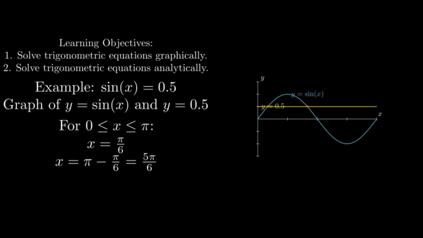Within the interval from 0 to pi, there are two solutions, x equals pi over 6 and x equals 5 pi over 6. If we expand the interval, we find even more solutions. Our goal today is to learn how to find all solutions within a given interval.